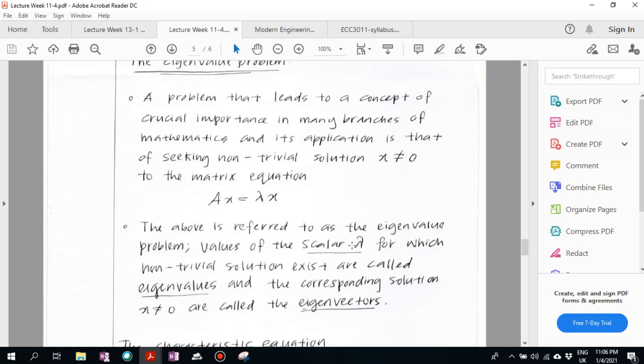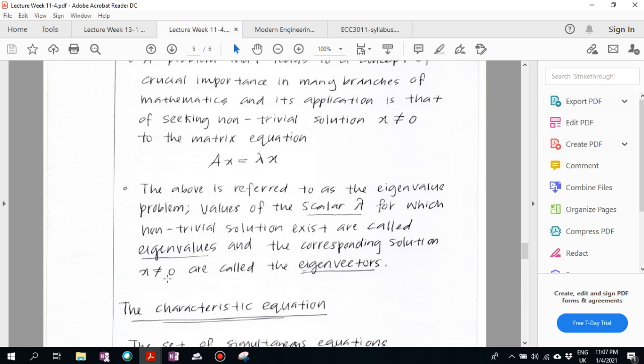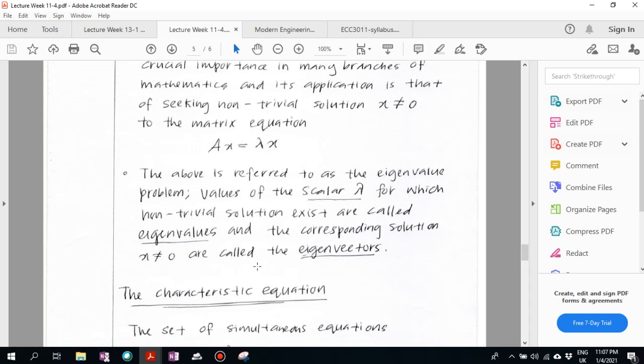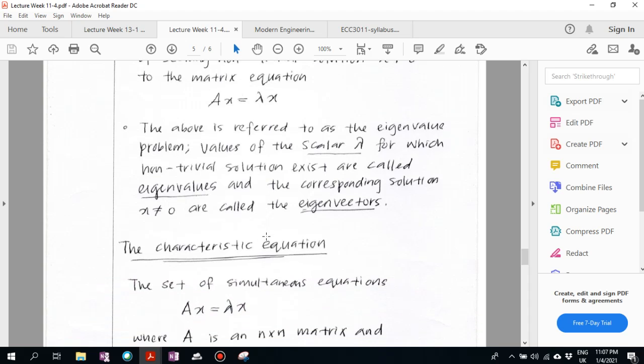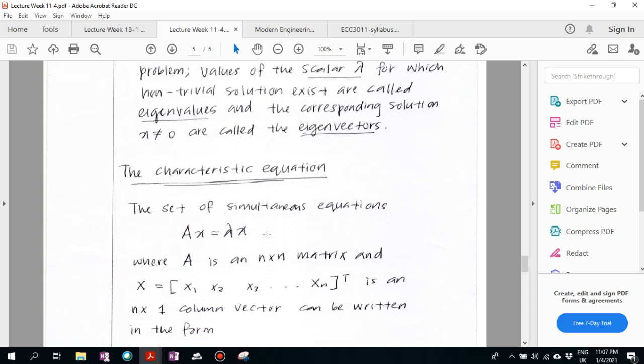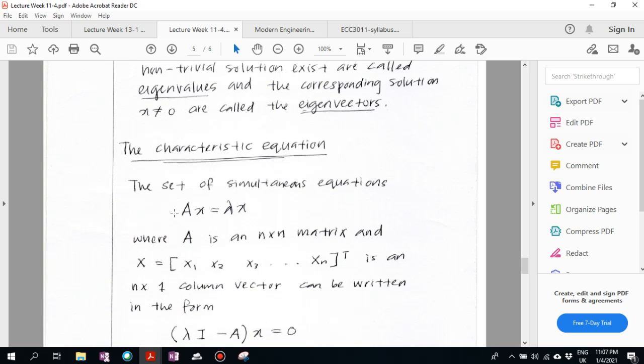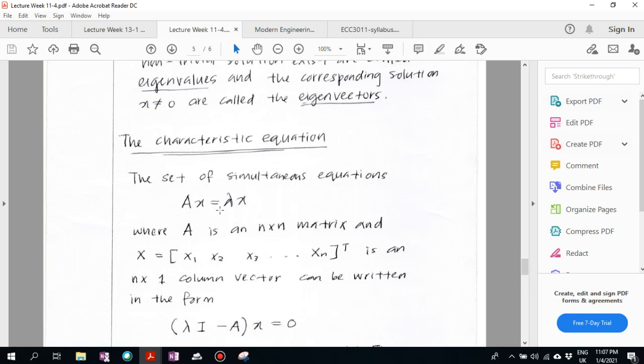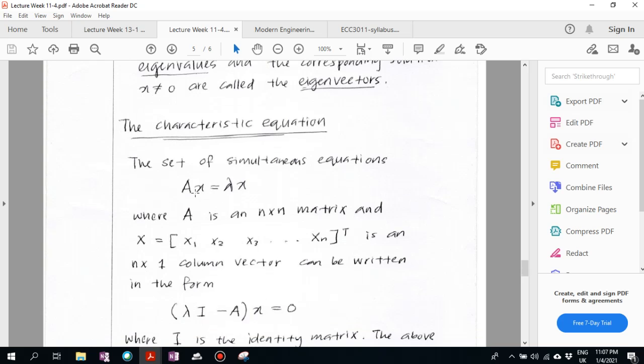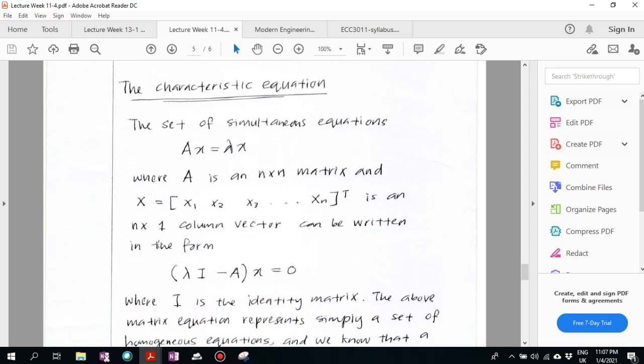The values of scalar lambda for which a non-trivial solution exists are called eigenvalues, and the corresponding solution x not equal to 0 we call the eigenvector. So in terms of equation, the set of simultaneous equations we use is Ax equal to lambda x, where A is your matrix, an m times n matrix.